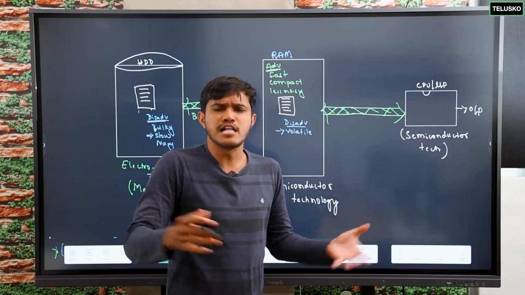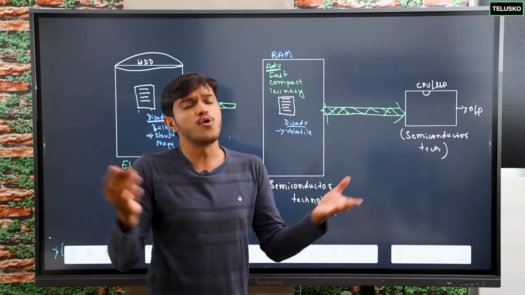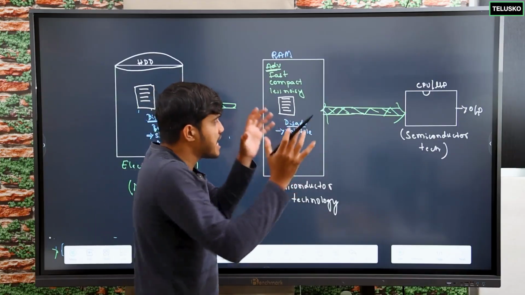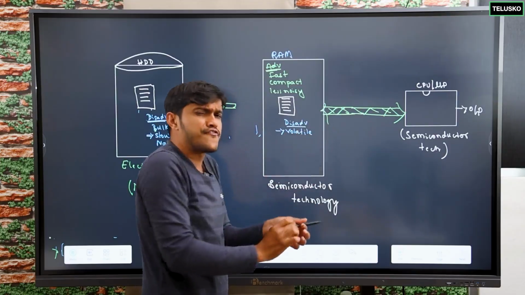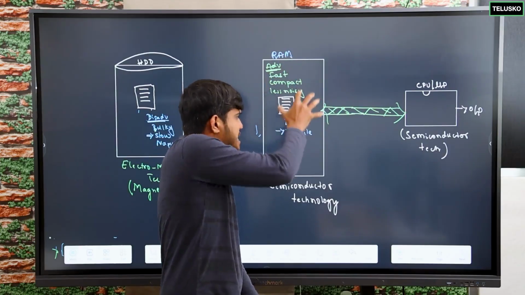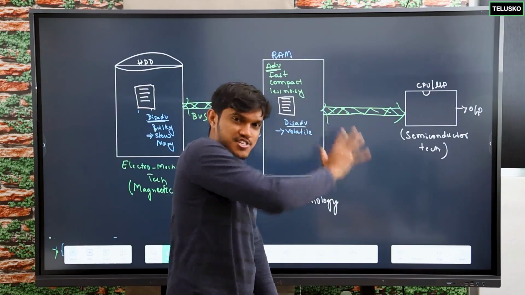Maybe you have given the power supply for one day, two days, and you have written a lot of applications, lakhs and crores of lines of coding have been done. A lot of data you have kept here. For a fraction of a millisecond, power is gone. All the data which you have written here will vanish.